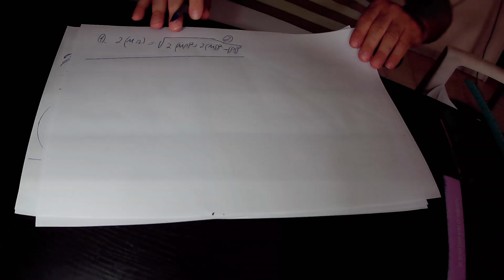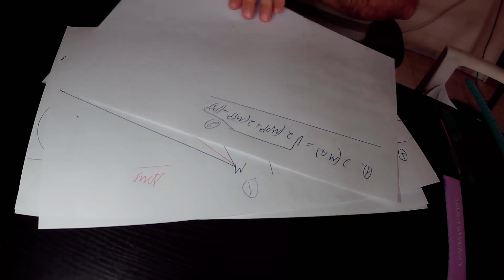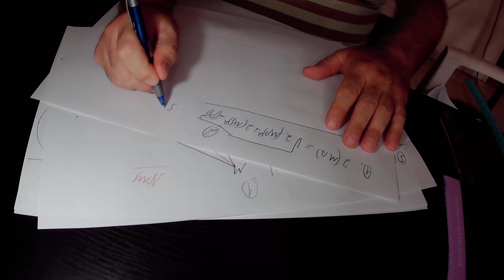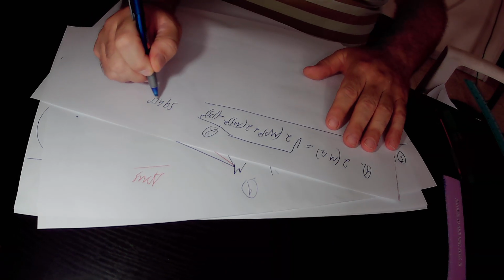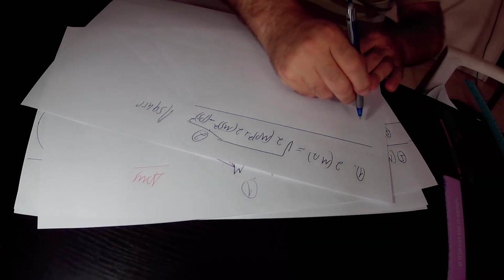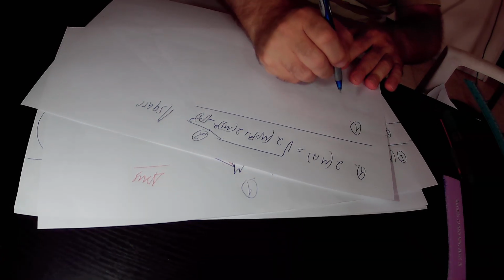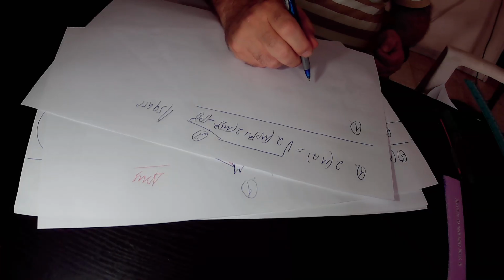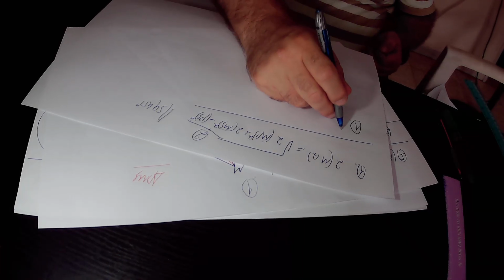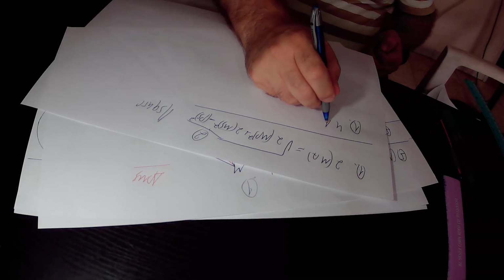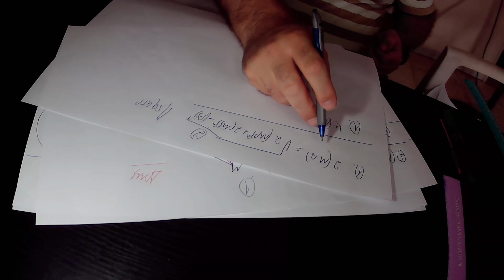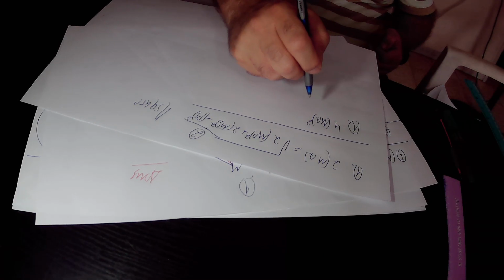Here we will square both sides of this equation 1. So what is the square of 2MQ? 2MQ squared is 4MQ squared, because 2 squared is 4 and MQ squared is MQ squared. So in total, 2 times MQ squared gives 4 times MQ squared.